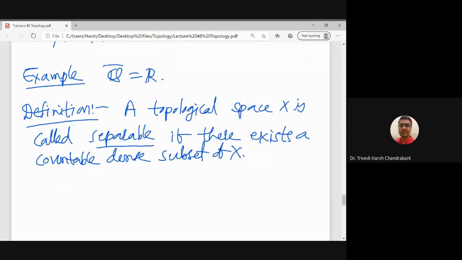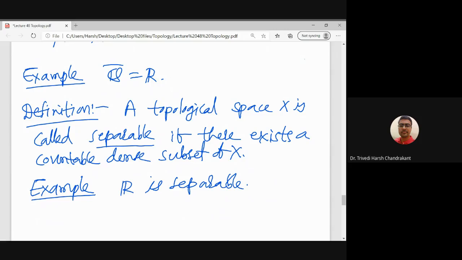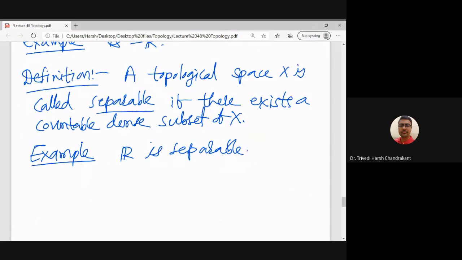So this will give one example: since R has a countable dense subset, R is separable. Right, so the first example is that R is separable. Here, R is separable means with respect to the standard topology.